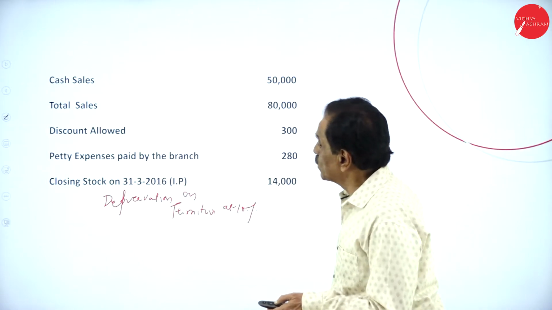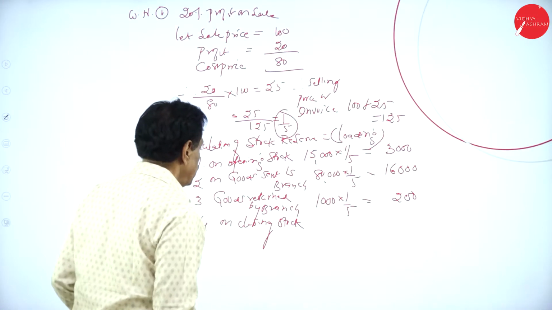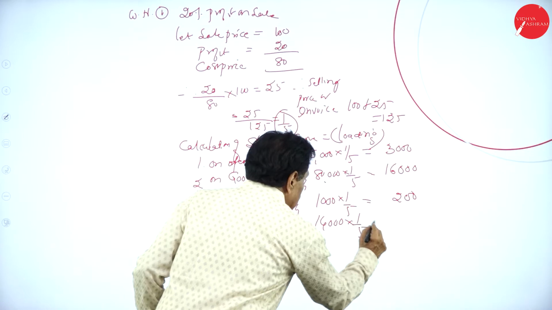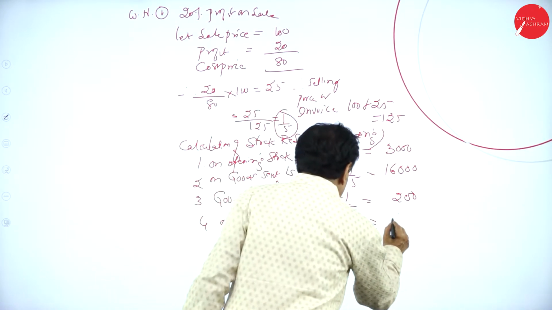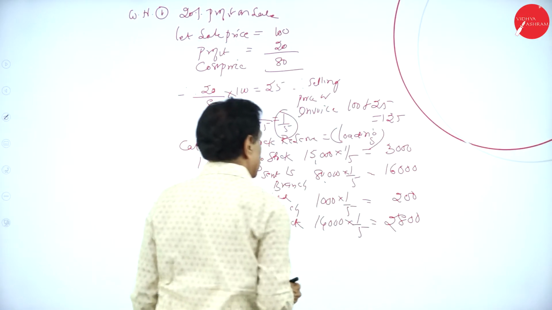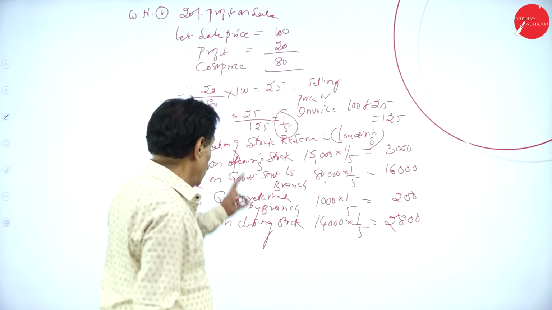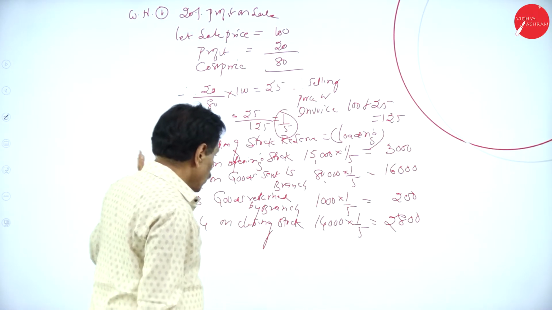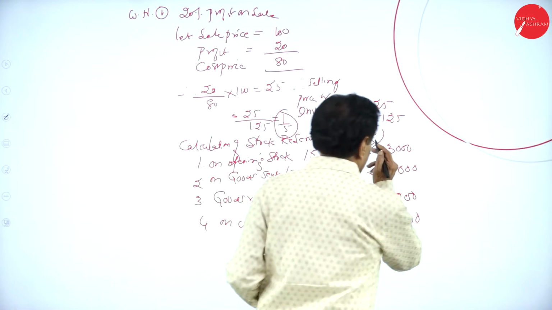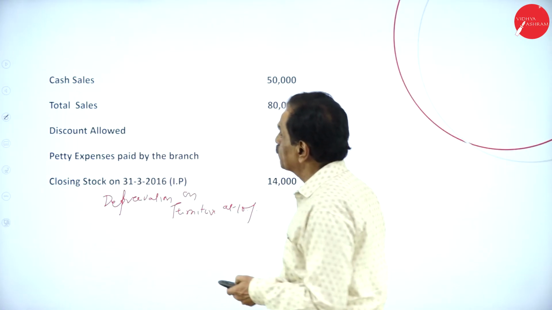What's the value of the closing stock here? Your closing stock is 14,000. 14,000 into 1 over 5. 5 2s are 10, 5 8s are 40. 2,800, which includes the profit. So you calculate 1 on opening stock, 1 on goods sent to branch, 1 on goods returned by the branch, and 1 on closing stock we have calculated. So this is over.